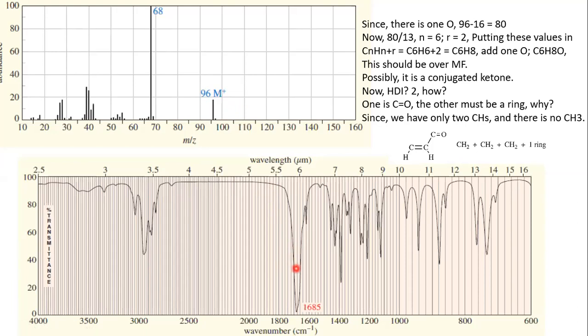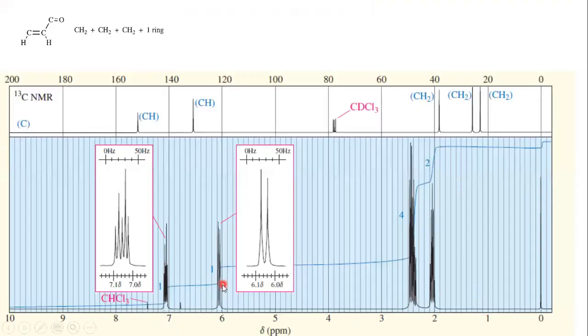This carbonyl cannot be an ester. Why? Because ester carbonyls are generally found further to the left, at about 1740 or around that. So it is not that, and it means it is not an ester as well. What about an aldehyde? The quick test whether this is an aldehyde or not is to go to the next spectrum, that is, the proton NMR. In proton NMR, you can see we don't have an aldehydic proton, so it is not an aldehyde either.